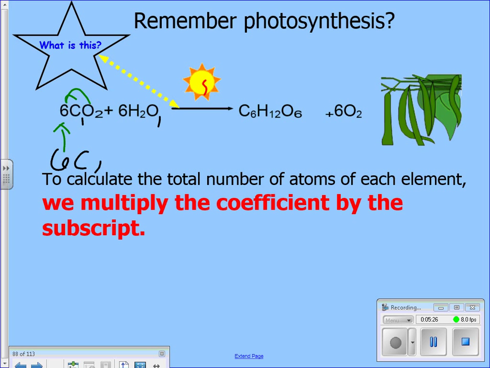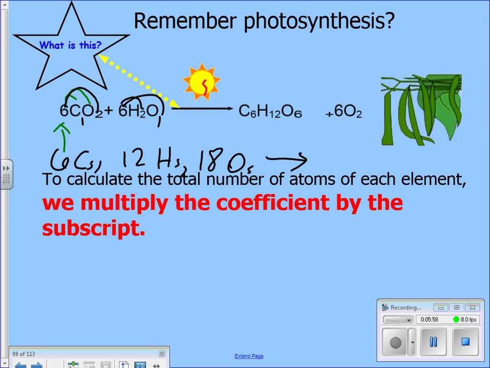How many hydrogens in the first part? 12, 6 times 2 actually, right? So there's 12 hydrogens. How many oxygens total? 18, because you see 6 times 2, so that's 12, plus the 6 times 1, so that's 18, right? So 18 oxygens.